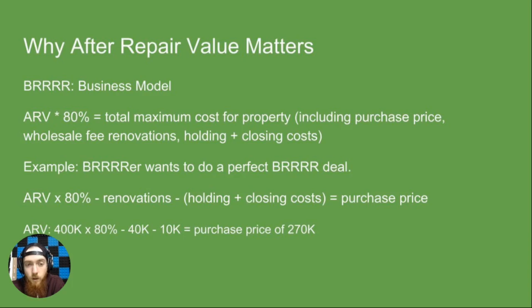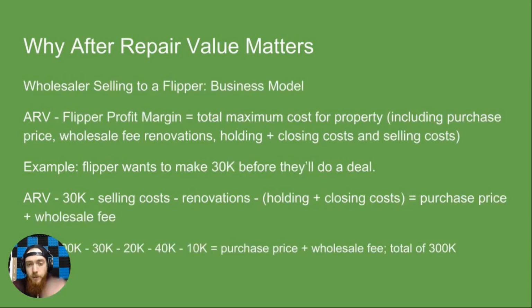So in this case, that $400,000 times 80%, subtract $40,000 for the exact same renovations, subtract $10,000 for the holding and closing costs equals a purchase price of $270,000. I know this is something that a lot of novice investors really struggle with. I'm going to jump back a slide just so we can compare this to the previous one.